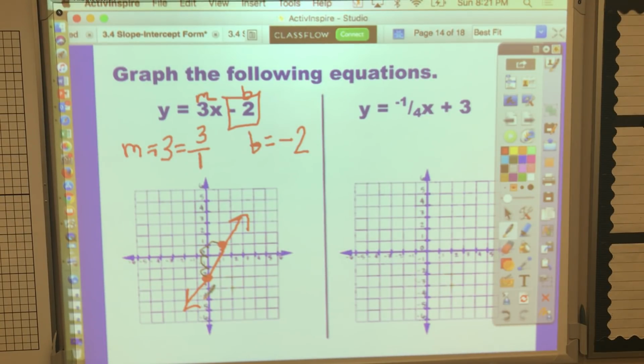Okay. Let's try the next one. Our m is the coefficient, b is our constant. So here m equals negative 1 over 4. Again, if your slope is negative, put that negative with the numerator. And our b is 3.